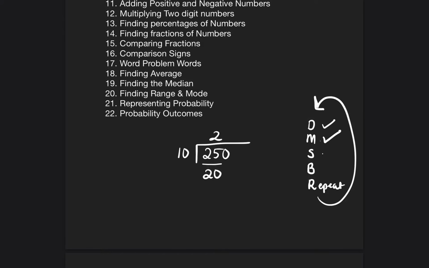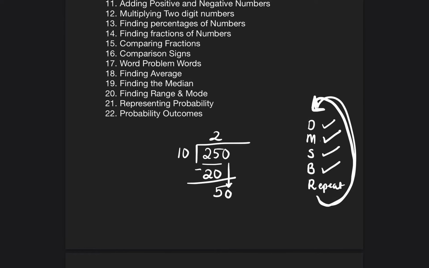Now I have to S, which is subtract. So I'm going to subtract 25 minus 20. That's equal to 5. Perfect. Now B stands for bring down. So I'm going to bring down the 0. And I'm going to repeat, meaning I'm going back to the top.